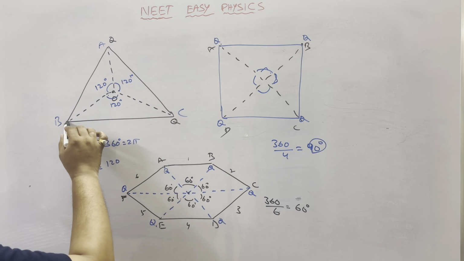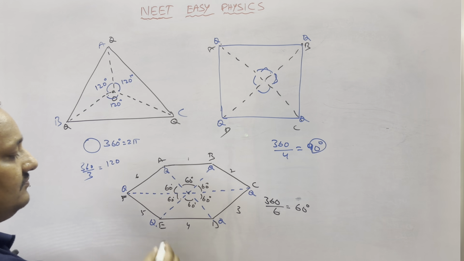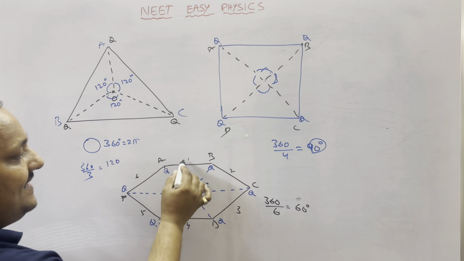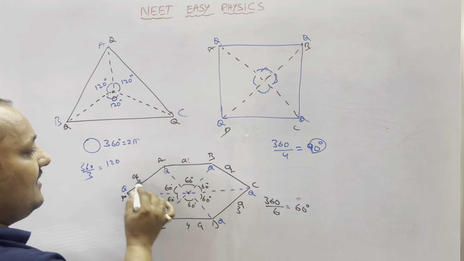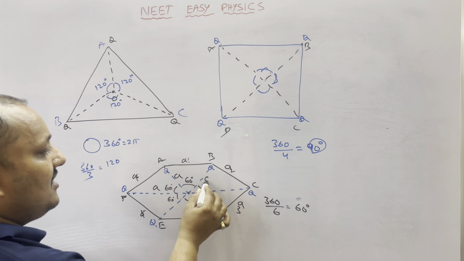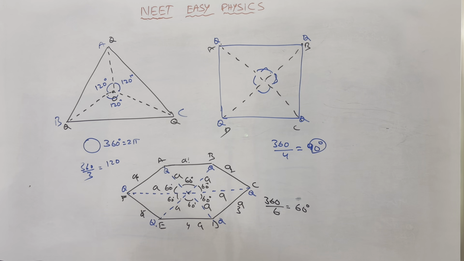Now, what is the distance from B to O? D to O, here to here. If the side distance is A, then for a hexagon, the distance from the center to a corner is also the same, because this is going to act like an equilateral triangle.